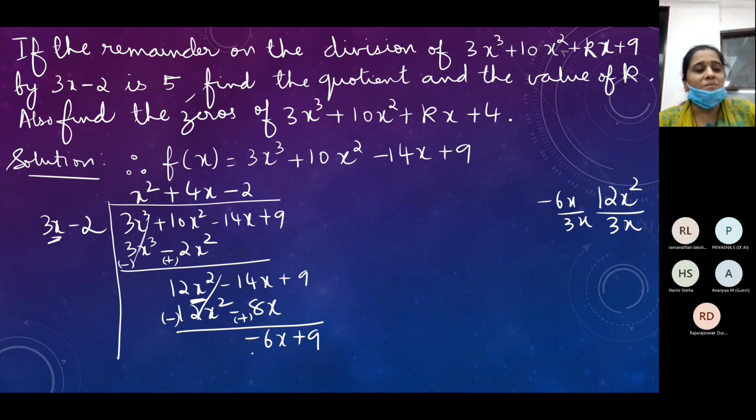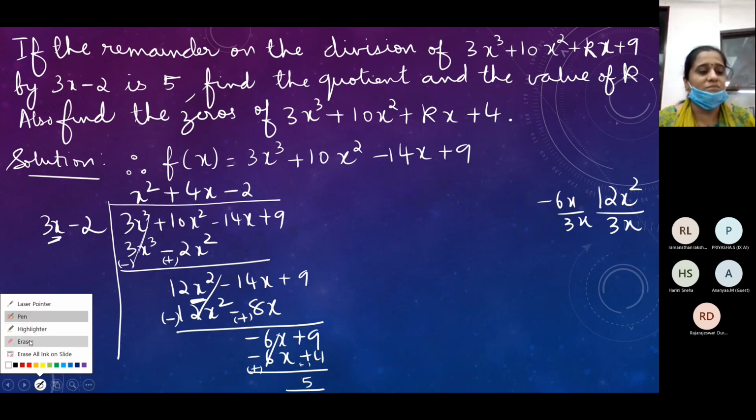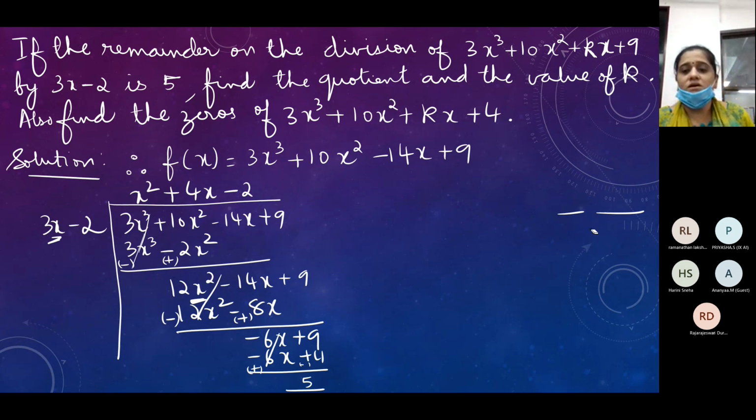So again, multiply 3x into minus 2 is minus 6x. Minus 2 into minus 2 is plus 4. Correct? Change the signs. The remainder will be 5 because we know the remainder is 5. It's given to be 5. Now use the division algorithm. Dividend is equal to divisor into quotient plus the remainder. After performing the long division, use the division algorithm.